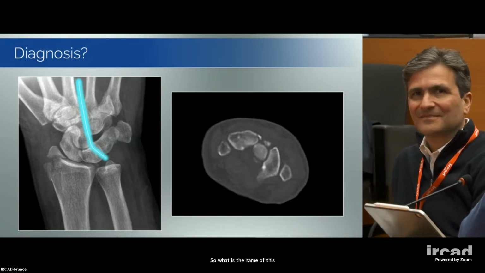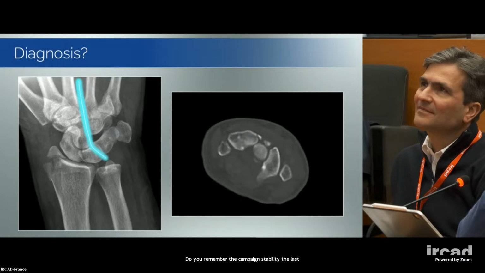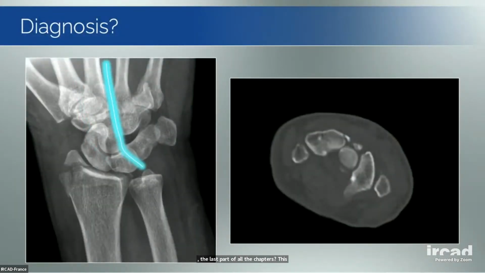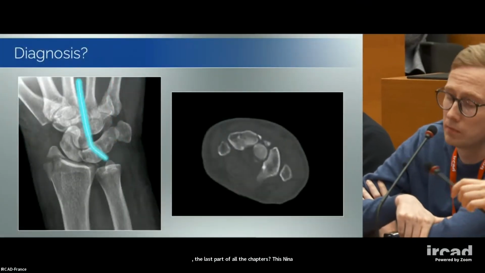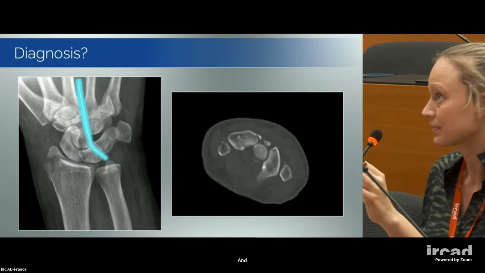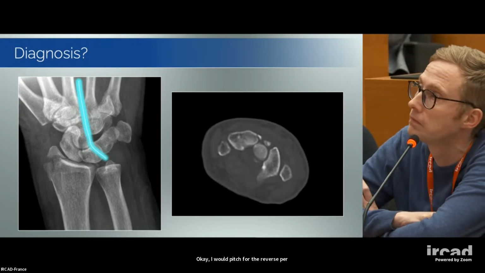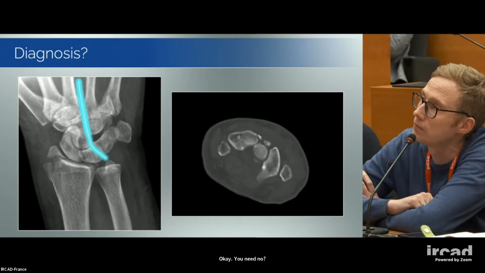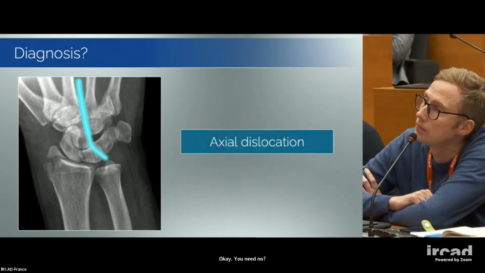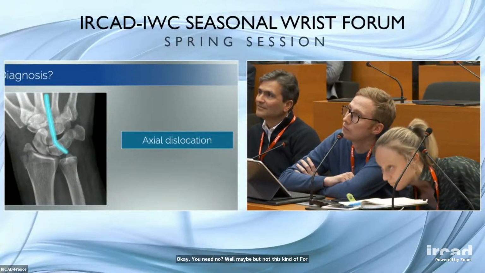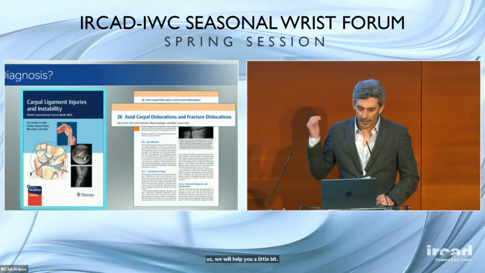You remember the carpal instability, the last part of all the chapters? I would pitch for the reverse perilunate. Perilunate, no. Well, maybe, but not this kind of force. I will help you a little bit. It's an axial dislocation, no? So axial dislocation is really uncommon.